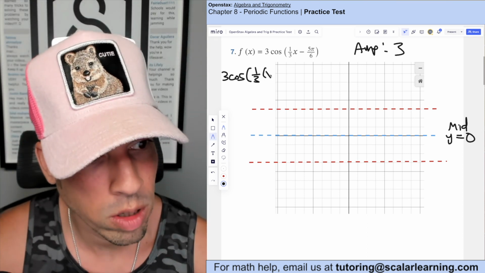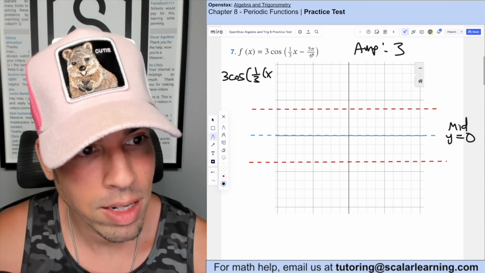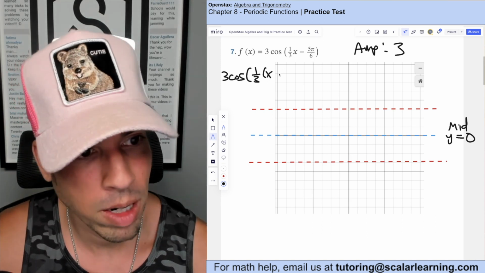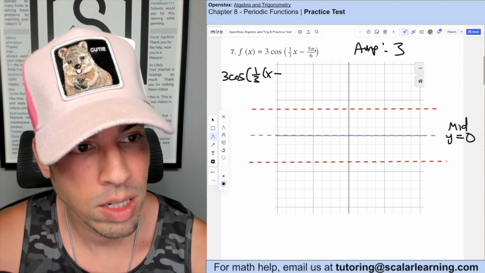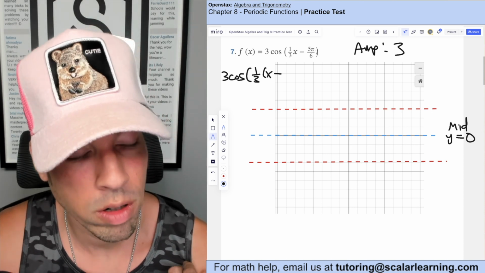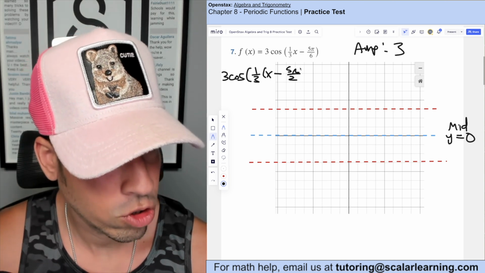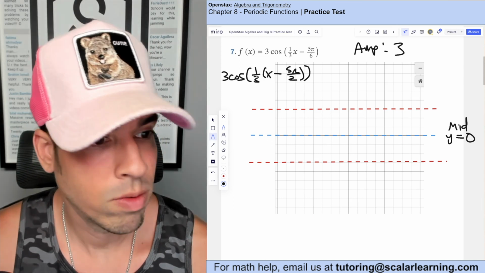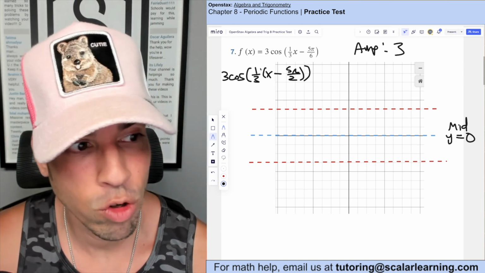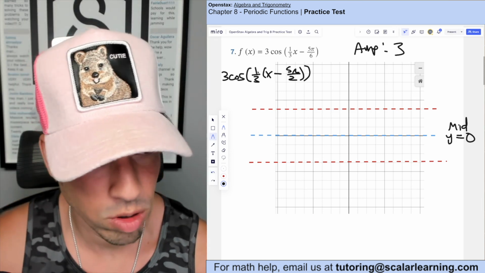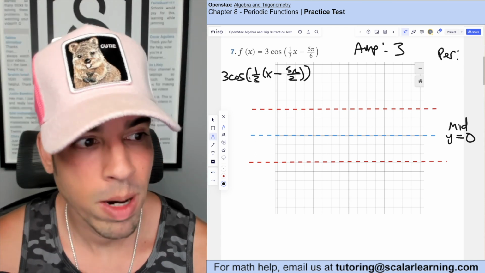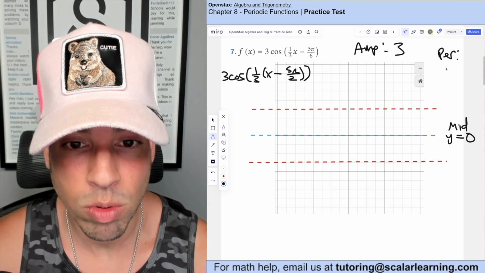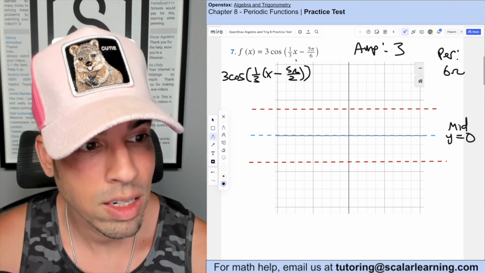So I factor out the 1/3, and it's like dividing this by 1/3, which is like multiplying it by 3. So it's x minus 15 pi sixths, or 5 pi over 2. Okay, now we have enough information. So the period is typically 2 pi, but I have to divide it by 1/3. I have to divide it by this coefficient. So the new period is 2 pi divided by 1/3, which is like multiplying by 3. So it's 6 pi.